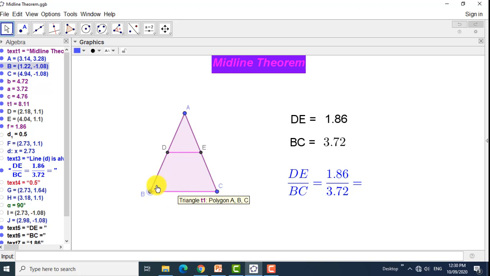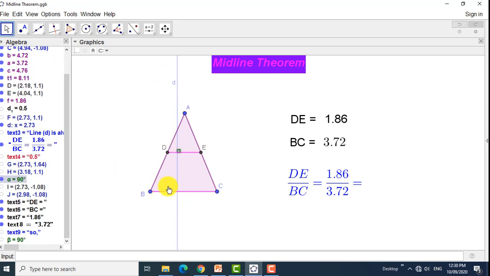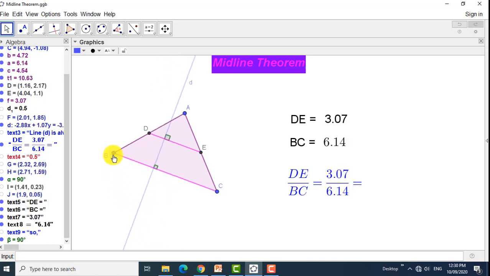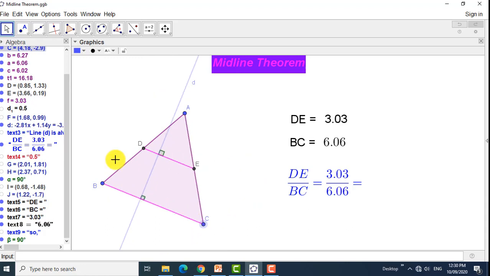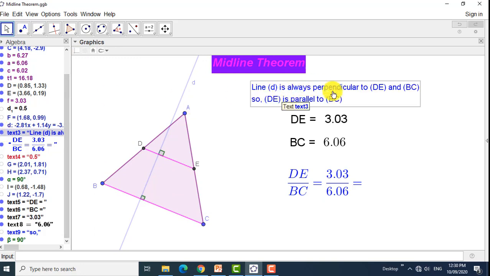How can we see that? We will draw a straight line D, which is perpendicular to DE, and we see that this straight line is also perpendicular to BC. Let's see here. When we are moving the triangle, D is always perpendicular to DE and BC at the same time. So line D is always perpendicular to DE and BC, so DE is parallel to BC, converse of midline theorem.